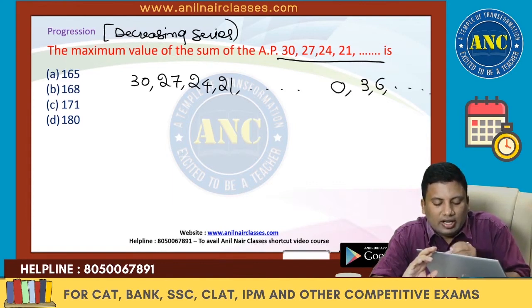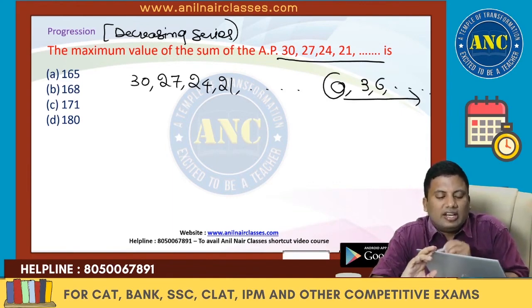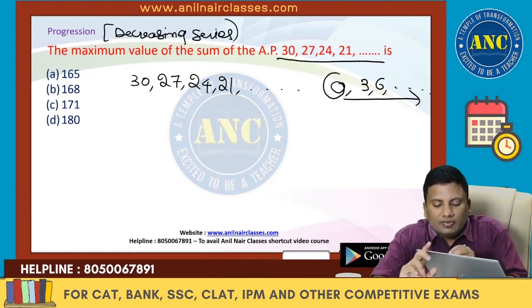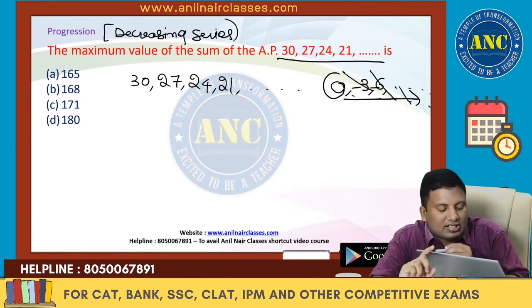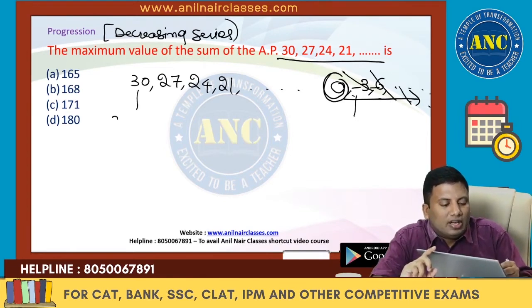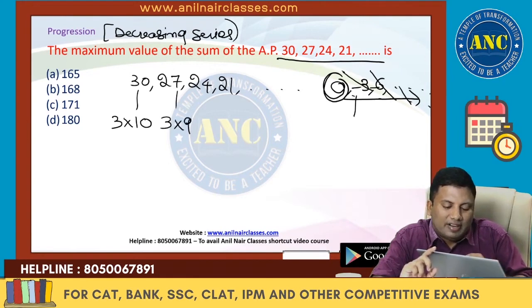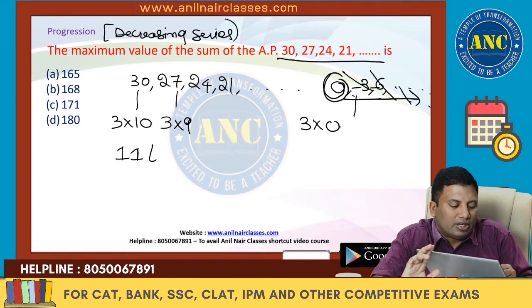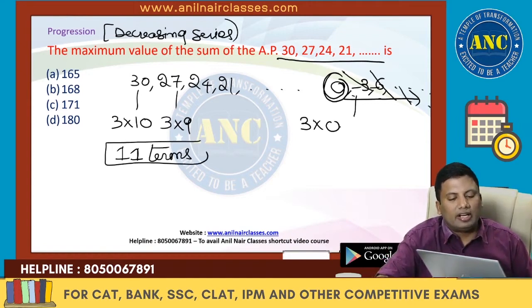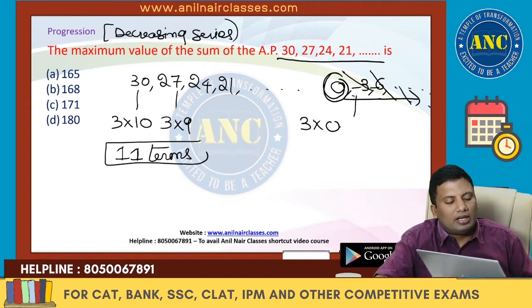That means after 0 the series will be minus 3, minus 6 and everything. If it is minus 3, minus 6, the value will decrease. I want till here. That means these 3 10s are 30, 3 9s are 27, 3 zeros are 0, 0 to 10. Totally how many terms I need to take? 11 terms I need to take. Answer should be a multiple of 11.